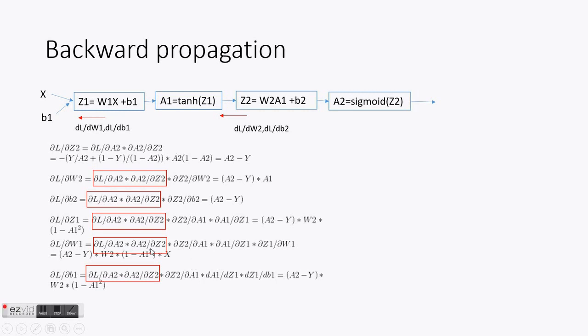∂Z1/∂W1 is X, and ∂L/∂B1, again using the same chain rule, we have ∂L/∂A2, ∂A2/∂Z2, ∂Z2/∂A1, ∂A1/∂Z1, and ∂Z1/∂B1. So the first terms are ∂L/∂Z2, which is A2 minus Y. ∂Z2/∂A1 is W2, and ∂A1/∂Z1 is the derivative of tanh Z1, which is equal to 1 minus A1 squared, and ∂Z1/∂B1, the W1 X term becomes 0, and it is ∂B1/∂B1, which is 1. So this is basically (A2 minus Y) into W2 into (1 minus A1 squared).